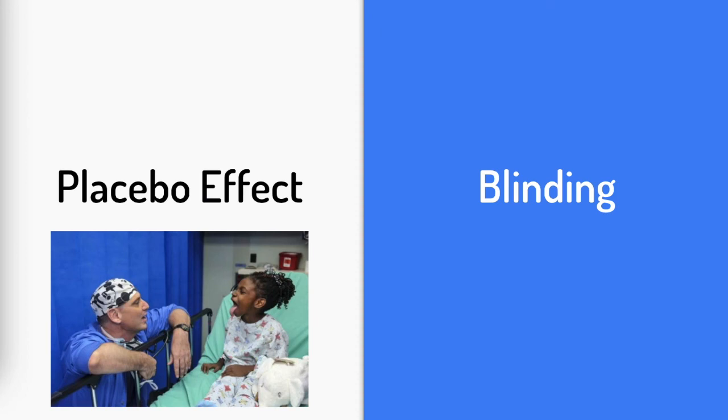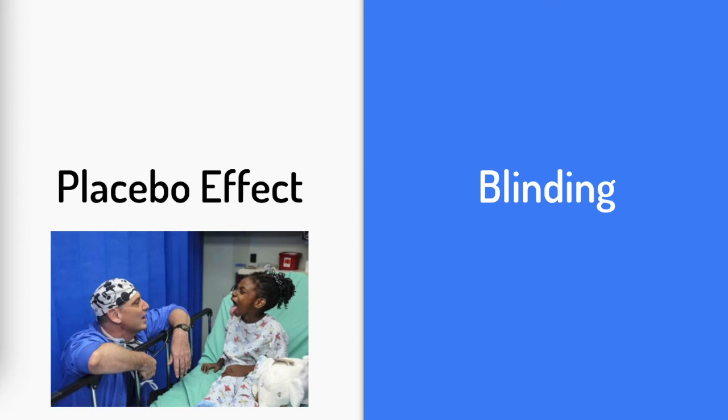So now we're going to wrap up with these last two features of an experiment called placebo effect and blinding. An experiment can be successfully performed without these two, but these two have the potential to occur in an experiment. So what is a placebo effect?